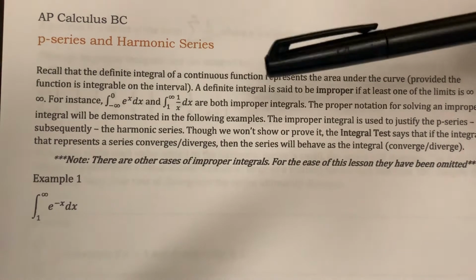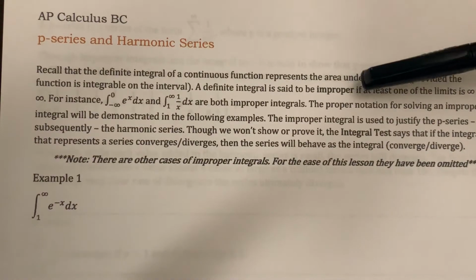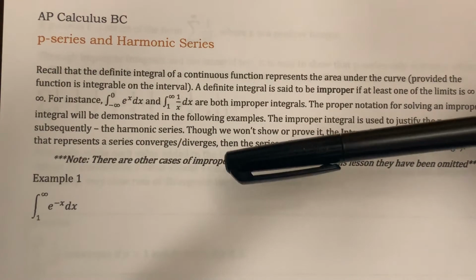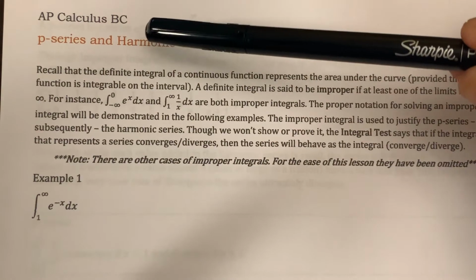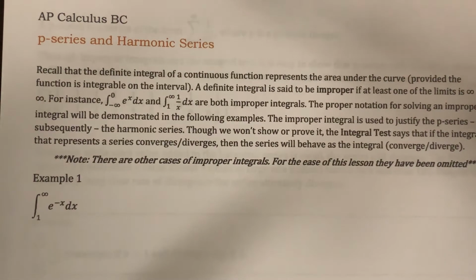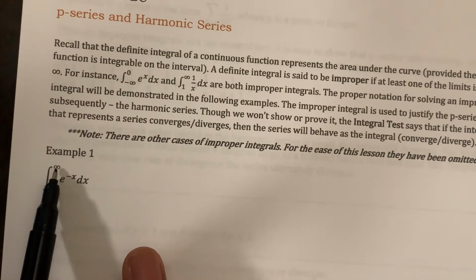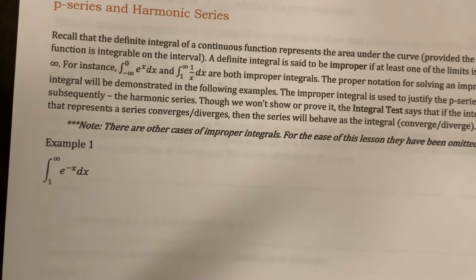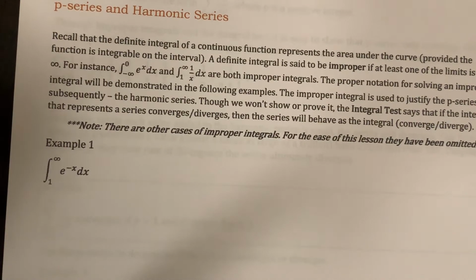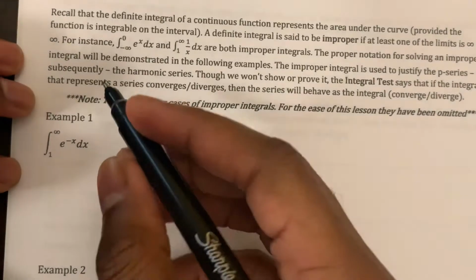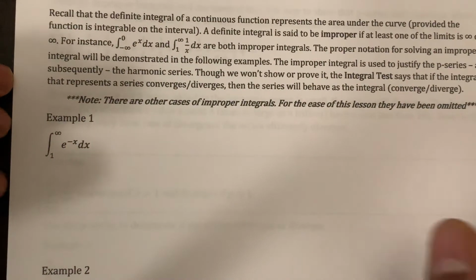All right, so in this paragraph, we talk about an improper integral. An improper integral is used to justify why the p-series and subsequently the harmonic series converge or diverge. An improper integral is just an integral where one of the limits is either negative infinity or positive infinity. You work them like you do any definite integral. You just integrate and substitute in the limits. We'll see the notation when we do example one.